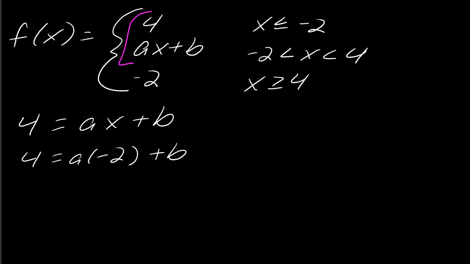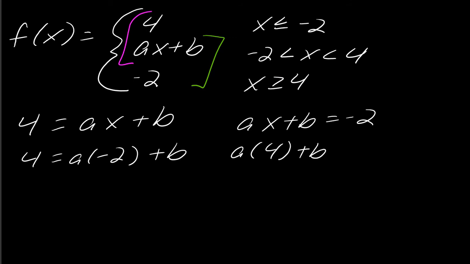And now I'm going to pivot to this other part of the function. So I'm going to have this ax plus b now equals -2. But where would this happen? Where would these be equal? Again, it's at that point where they're changing, so here at 4. So I'm also going to plug 4 into this. Okay, so now I have 2 equations here.